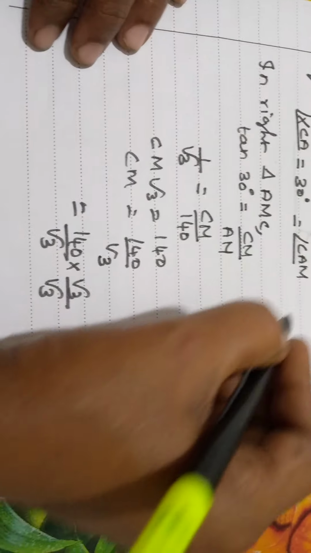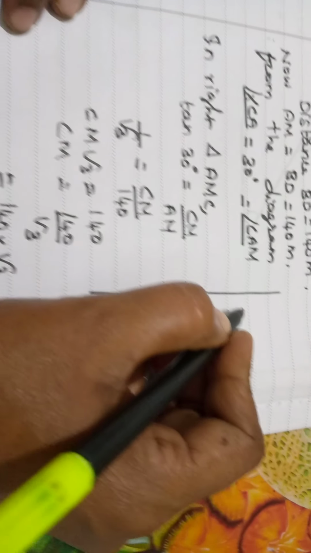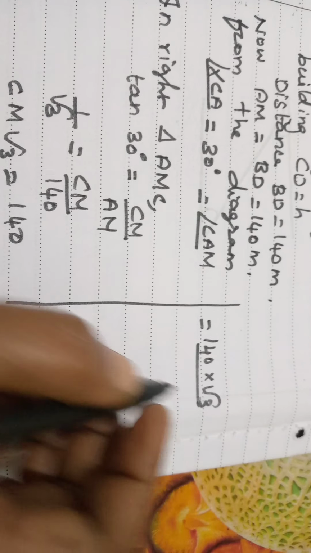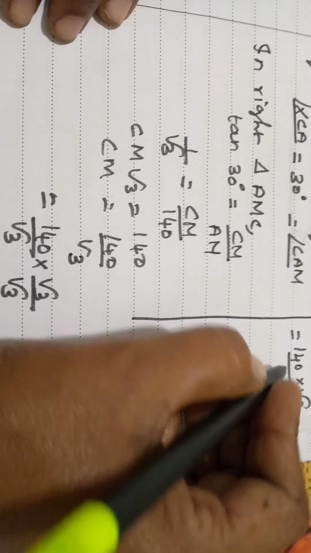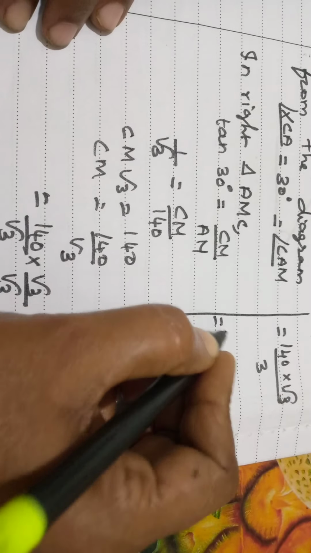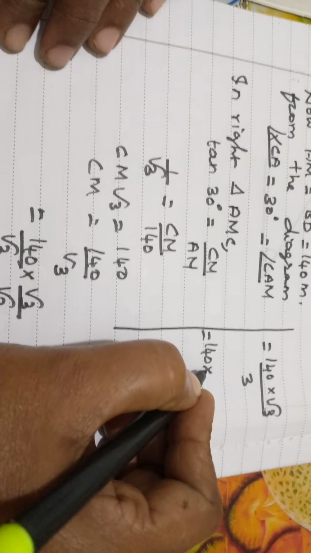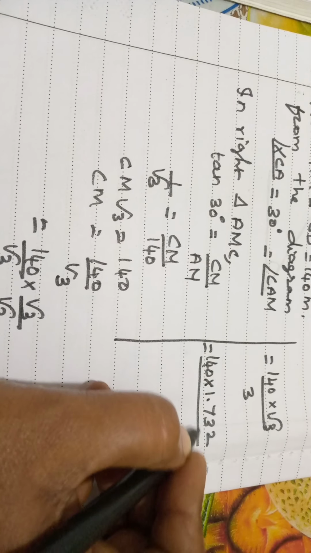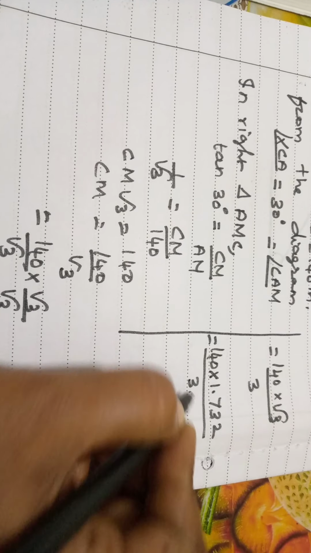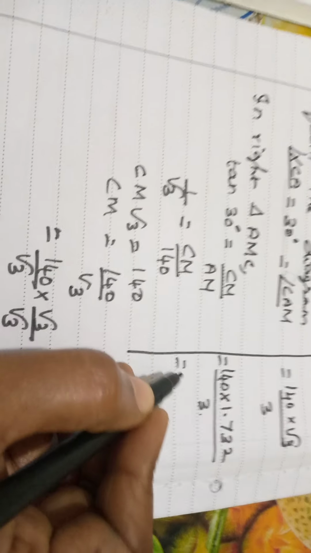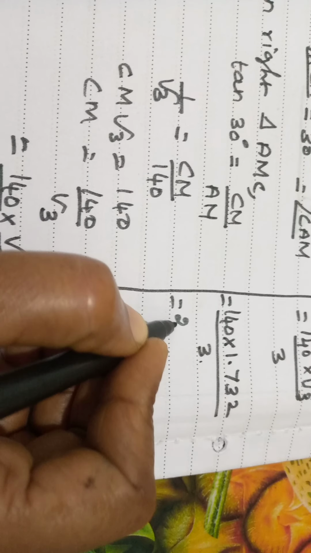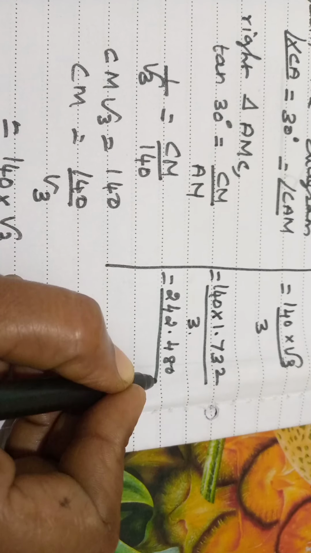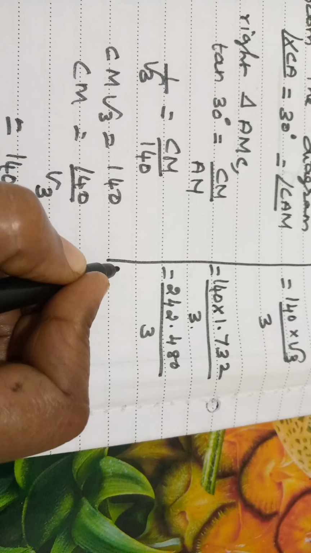Which is equal to 140 into root 3 by, here root 3 into root 3 we have 3. Which is equal to 140 into root 3, whose value is given, 1.732, divided by 3. Which is equal to 242.480 by 3. So as usual division, let's divide it.